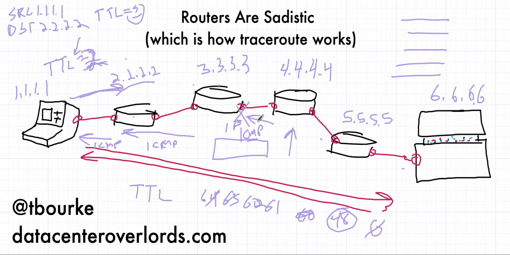But yeah, so that's how Traceroute works. Traceroute works because routers are sadistic. They will kill packets with a TTL when there's no life left in their TTL. And not only do they do that, they will tell you about it. They're not content to just kill it. They're going to tell you about it. So that's how Traceroute works.